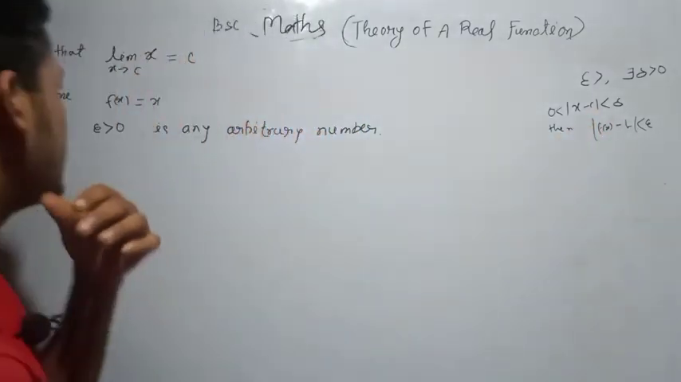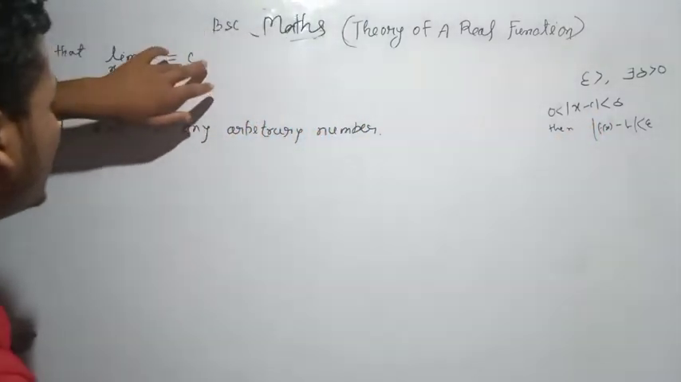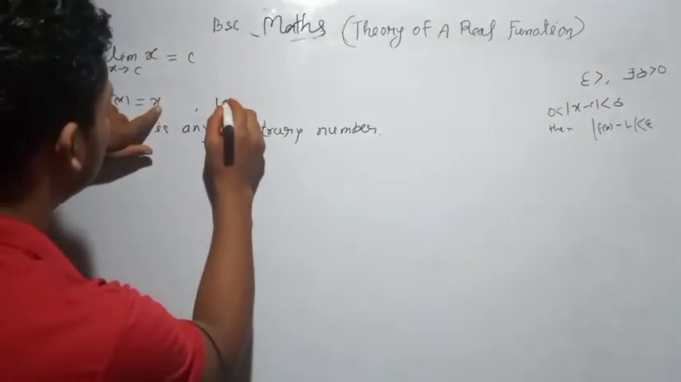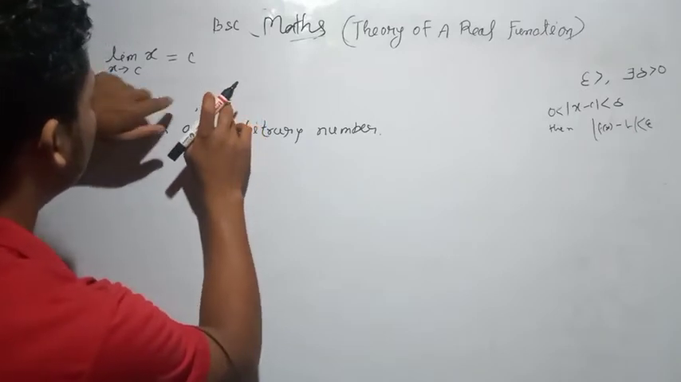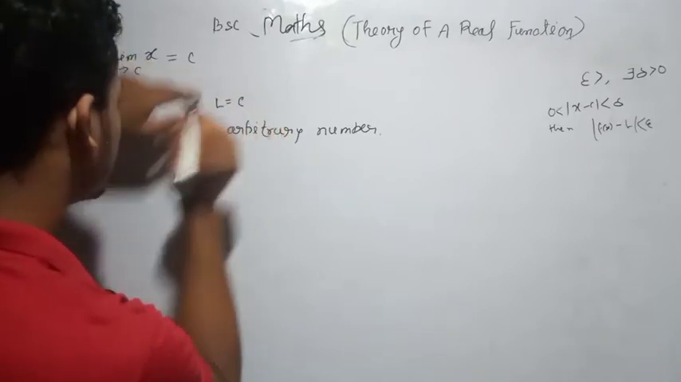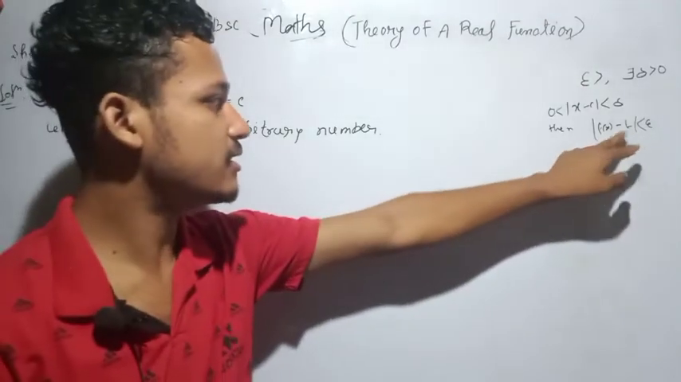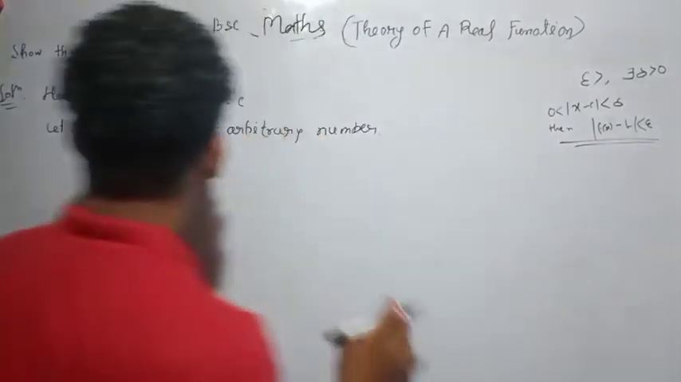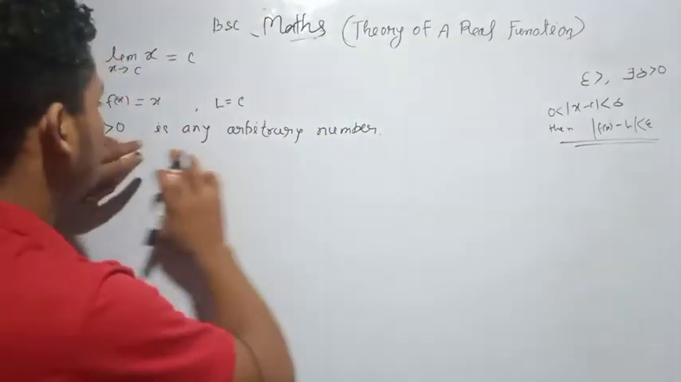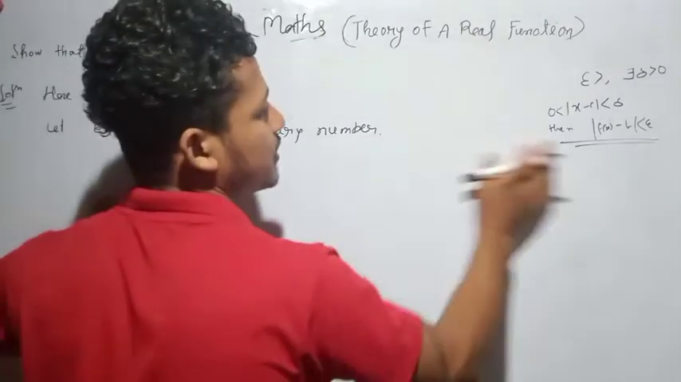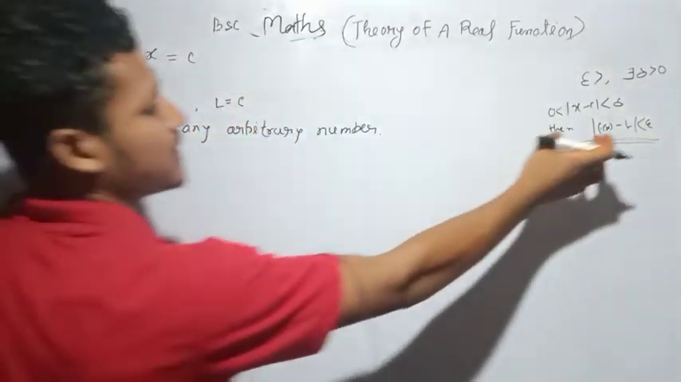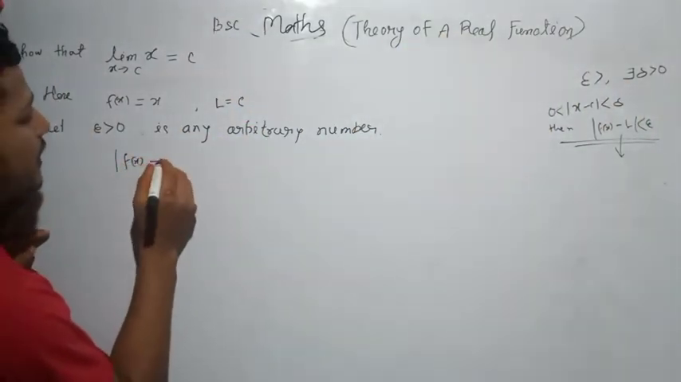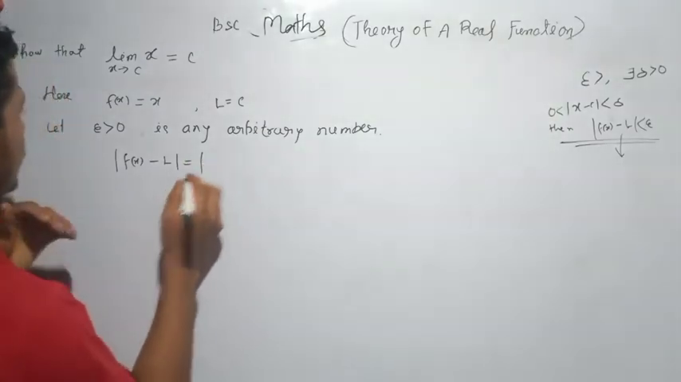Okay, here what is L? f of x is equal to x, and L is the limit, that is c. Okay, and this is f of x minus L. और अभी हम इसको लिखेंगे। For any epsilon greater than 0, an arbitrary number, we will find the value of modulus of f of x minus L, which is equal to modulus of, what is f of x?